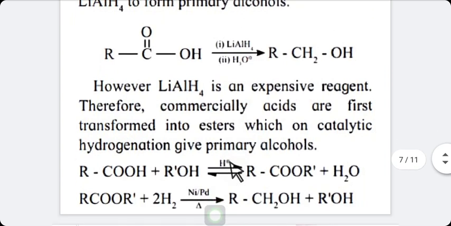Some conditions are there, as you have seen that lithium aluminum hydride is very expensive. Therefore, first acid is converted into ester, which on catalytic hydrogenation gives primary alcohol. Always remember students, first acids are converted into ester, which on catalytic hydrogenation give primary alcohol.